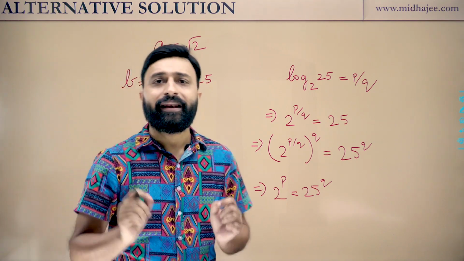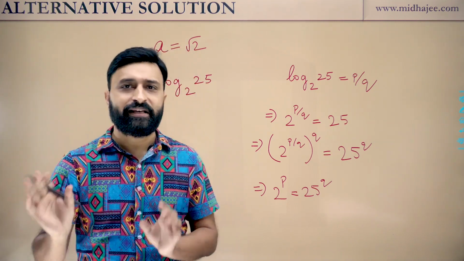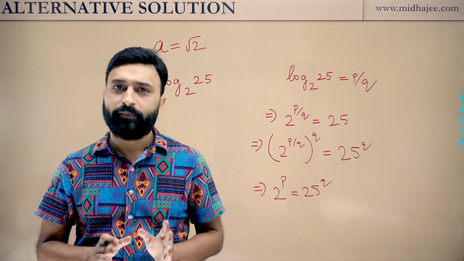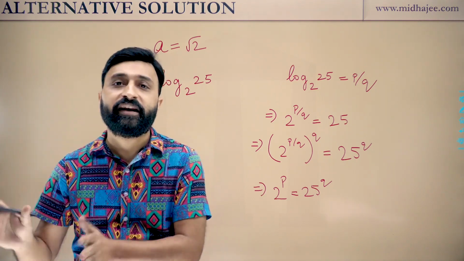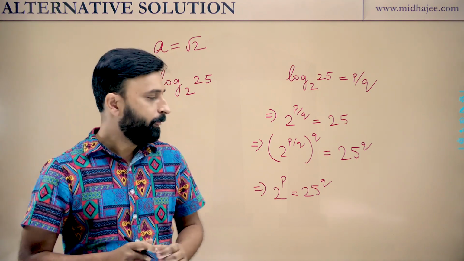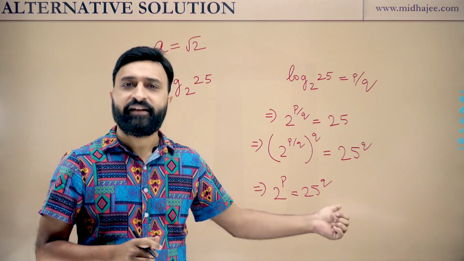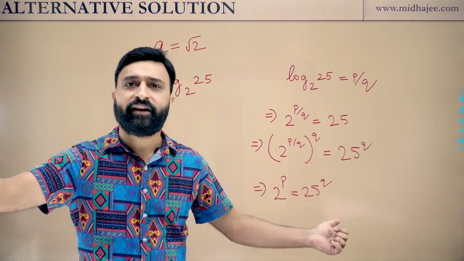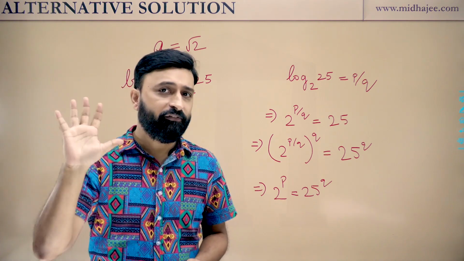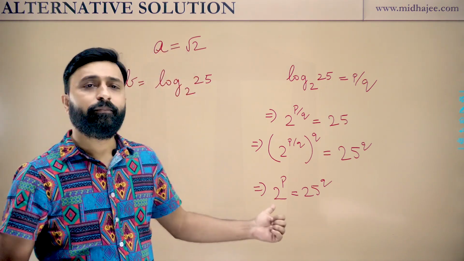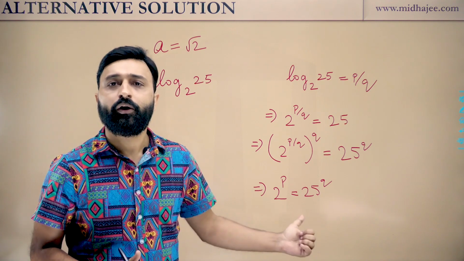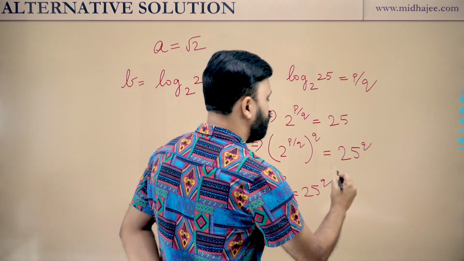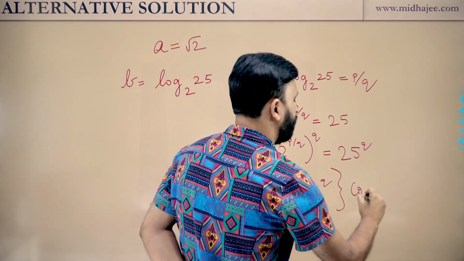Now 2 to the power any integer, p is an integer, q is an integer, 2 to the power any integer will always be an even integer without any doubt. But 25 to the power any integer will always be an odd integer because the last digit will always be 5. So an even number can never be equal to an odd number. So it means that there is a contradiction over here.